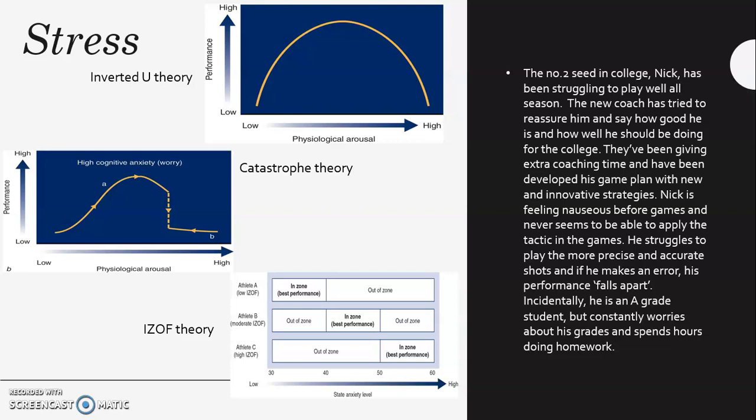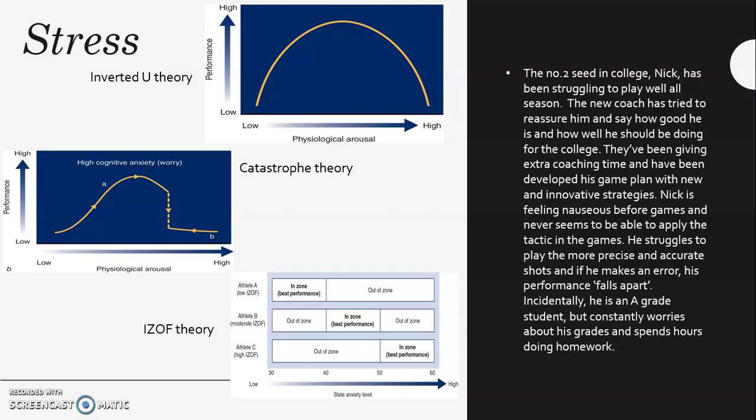Another one, occupational. This could be related to the job. This could be the coach in the scenario, as he's got a new coach which could cause stress as he's not used to them. There could also be a pressure to win, or a target or goal that he wants to achieve.